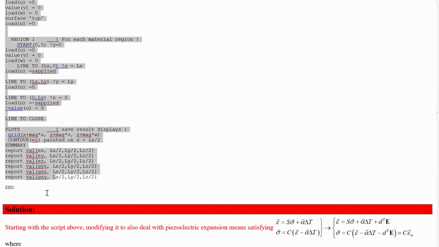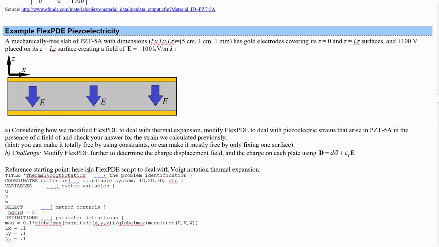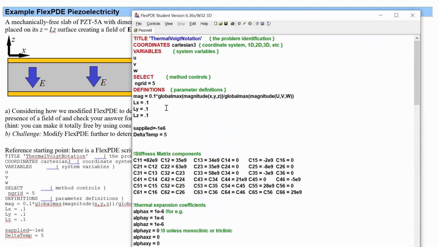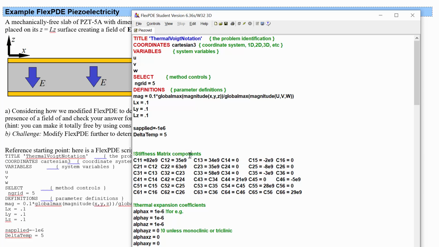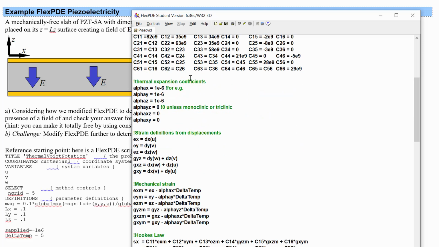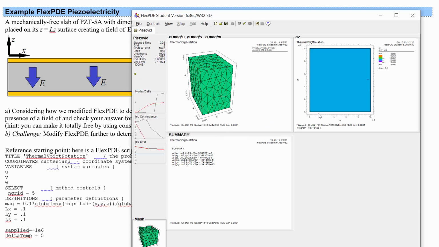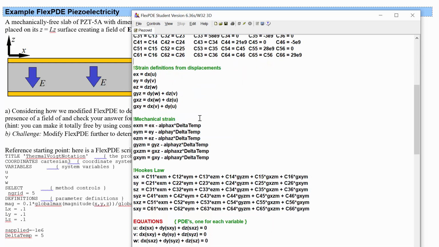Okay, we will start with a setup that is for some thermal expansion type thing. So this is a set of matrix components that we had when we were looking at Voigt notation a long time ago. This is just some random material possibly made up, and thermal expansion stuff. And let's see what it does. Does this simulation actually run and do things? Yes, it goes and does things, and that's great. We've got some strain as a result of it. Now we're going to turn all of that off. We're going to get rid of the thermal expansion, and replace it with some piezoelectricity.